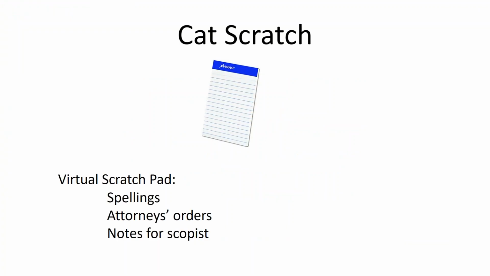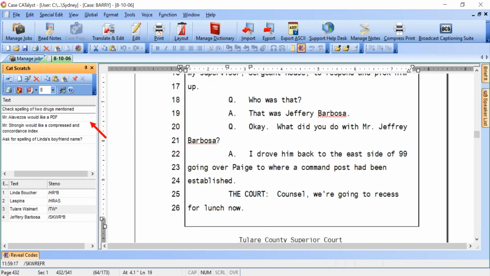Now let's take a look at Cat Scratch. Cat Scratch is a dialog pane that's designed to be a virtual scratch pad. You can use Cat Scratch to help you remember spellings, attorney's orders, notes to a scopist, or anything else you may want to jot down. You can add a note, a comment, or a reminder to Cat Scratch that you would otherwise jot down on a sheet of paper. The notes remain with the job and cannot become misplaced. You can add or view the notes before, during, or after a job.